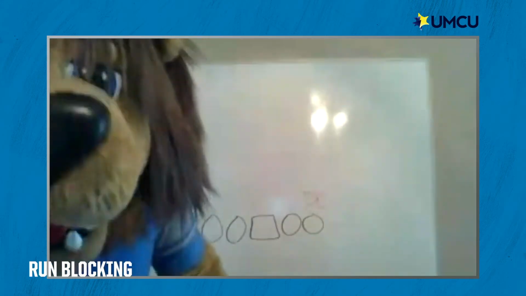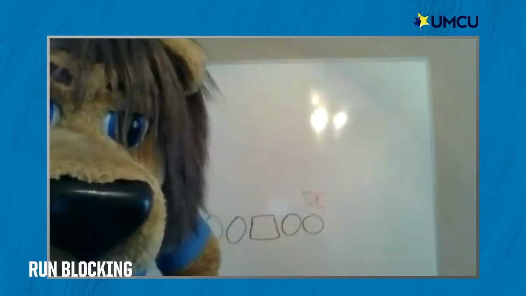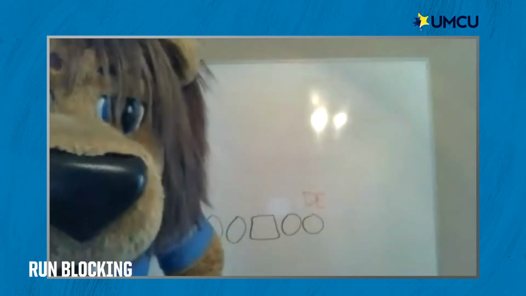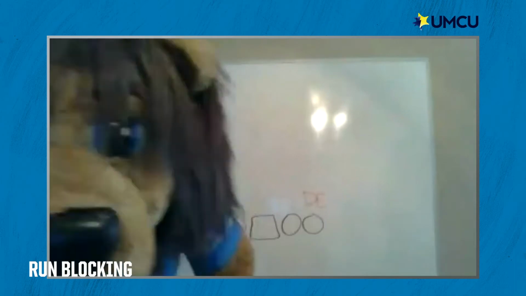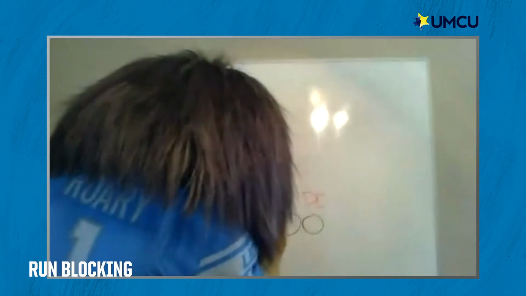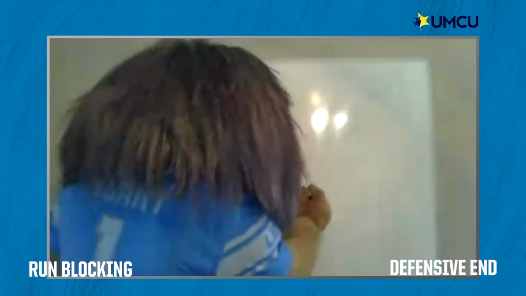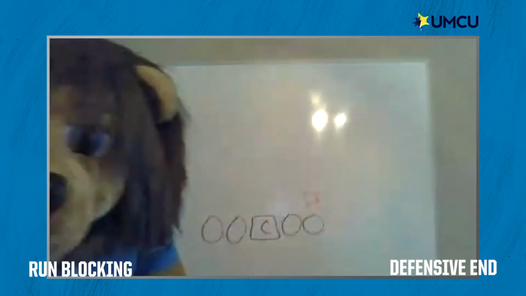All right, run blocking. Now, again, it all starts with that good balanced stance. So you're going to be in that good balanced stance. Now, Roary's got the offensive line drawn up here, and what he has over what would be the right tackle is a defensive end. There's your center in the middle. Roary's got a right tackle out there with a defensive end lined up.